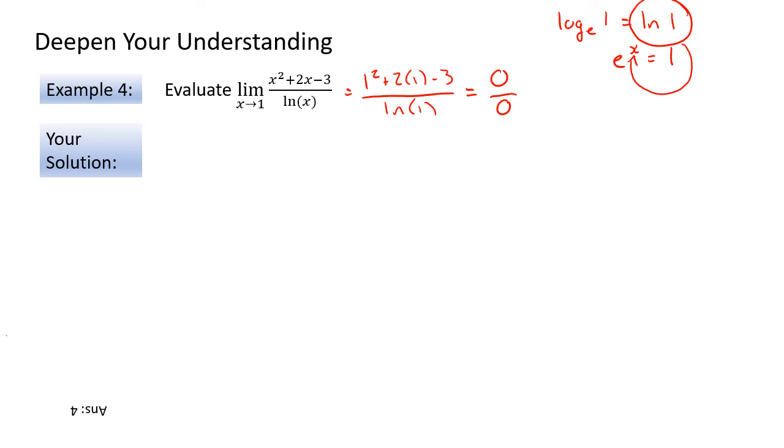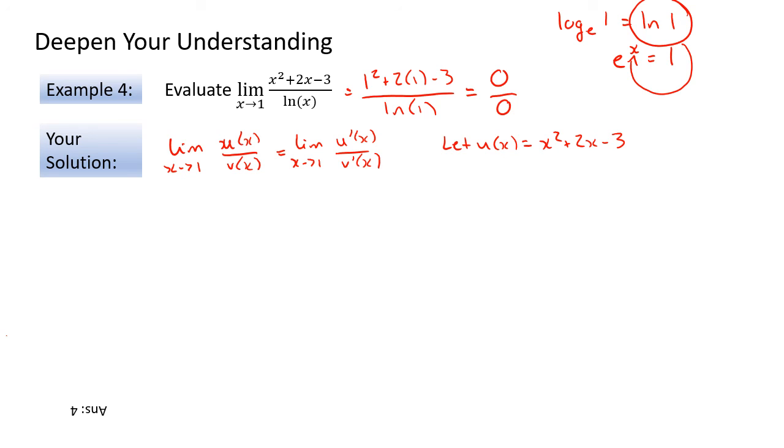So again, it's an indeterminate form, and we can use L'Hopital's rule. In L'Hopital's rule, we have the limit as x approaches 1 of u of x divided by v of x, and that has to be equal to the limit as x approaches 1 of u prime of x divided by v prime of x. Everything in the numerator is u of x, so let u of x be x squared plus 2x minus 3. And v of x is the denominator, in this case, ln of x.